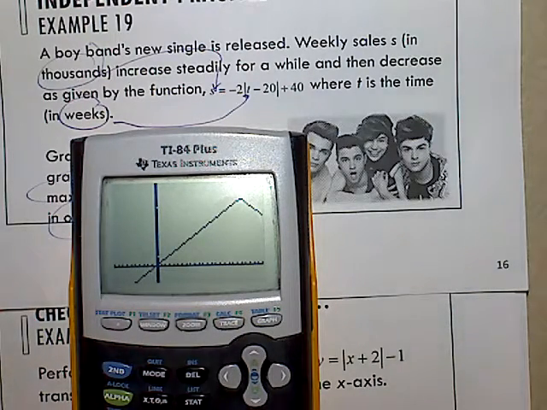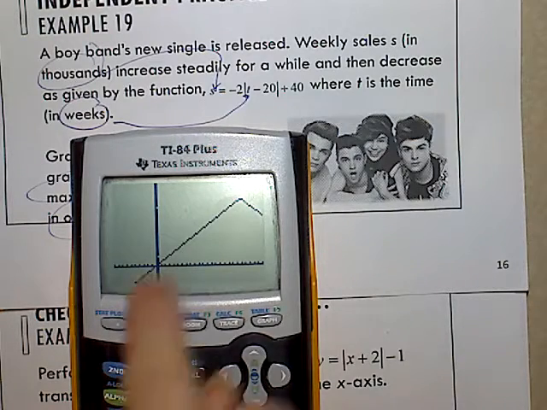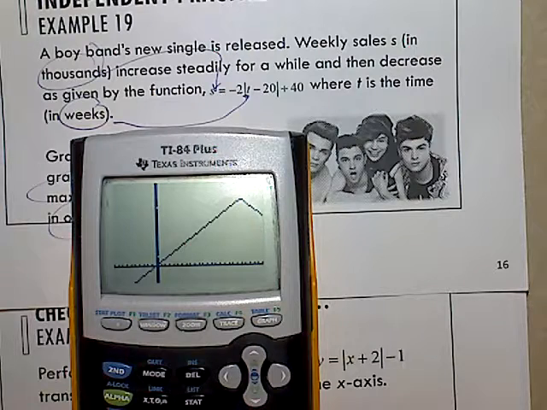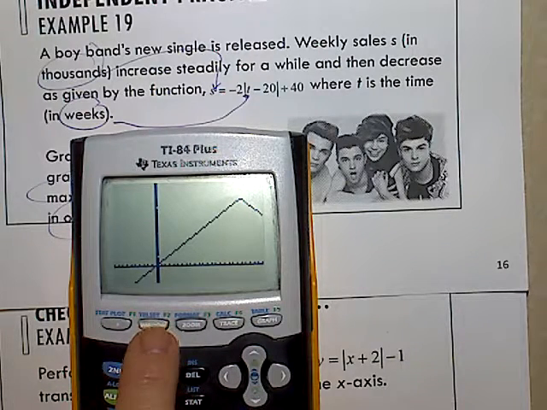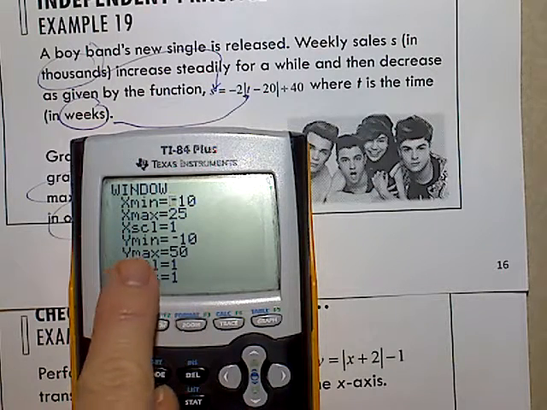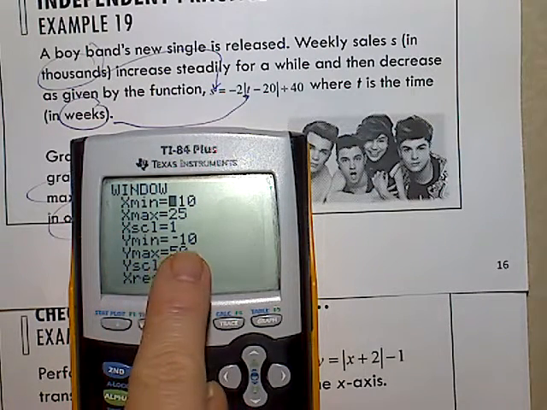Our whole goal is we don't have to see the entire absolute value function. We need to see the maximum. Can we see the maximum right now? For those that may feel a little lost, just hold on. I'm going to hit Windows. I changed x maximum to 25 by guessing, and y maximum to 50.